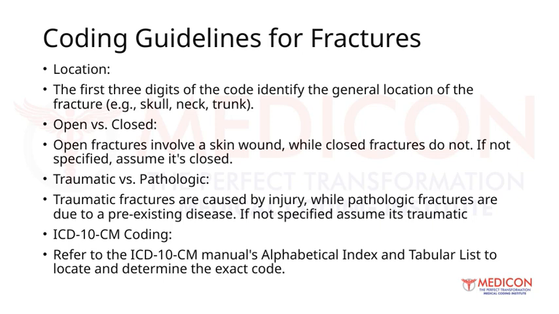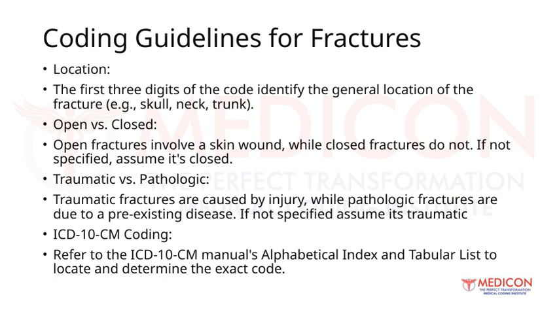First, the location of the fracture is identified by the first 3 digits of the code. This is crucial because it tells us the general area, such as the skull, neck, or trunk. Knowing this helps us categorize the fracture accurately. Next, we need to determine if the fracture is open or closed. An open fracture involves a wound in the skin, meaning the bone has broken through. If there's no mention of this, we should assume it's a closed fracture, which means the skin remains intact. This distinction is important for coding and treatment considerations.